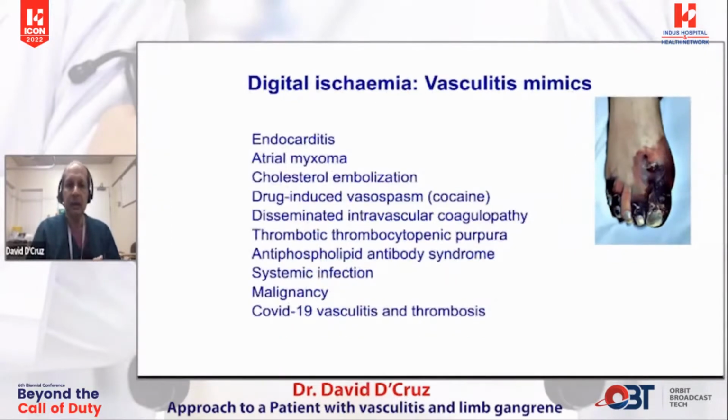So there is a list of vasculitic mimics. These are other diseases that can mimic vasculitis, leading on to peripheral ischemia and gangrene. Here's the list of vasculitis mimics: endocarditis, atrial myxoma, cholesterol embolization, cocaine-induced vasospasm. There is an epidemic of cocaine usage in central London, and we do see this reasonably often now. Disseminated intravascular coagulation, TTP, APS I'll come on to, systemic infection, malignancy, and of course, COVID-19 vasculitis and thrombosis.